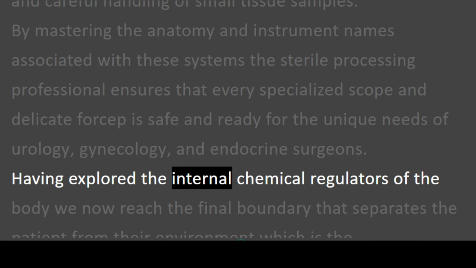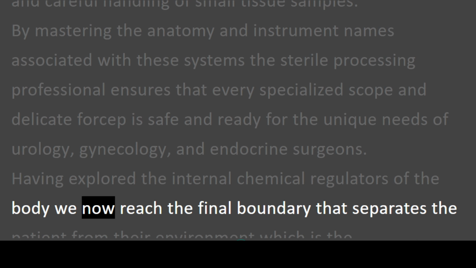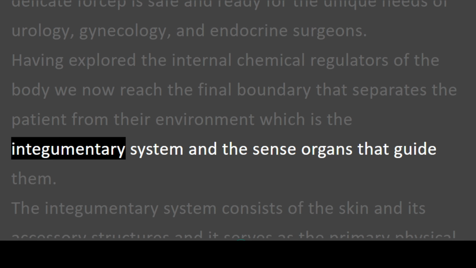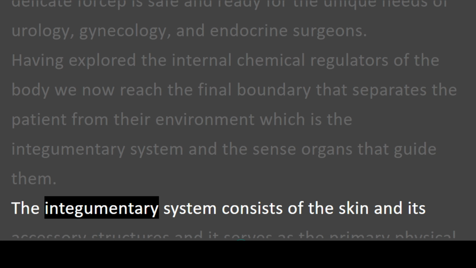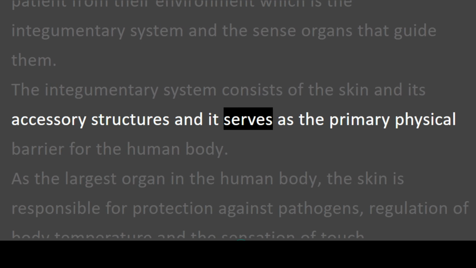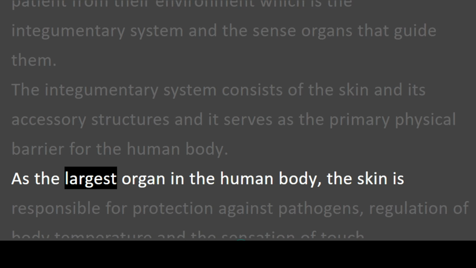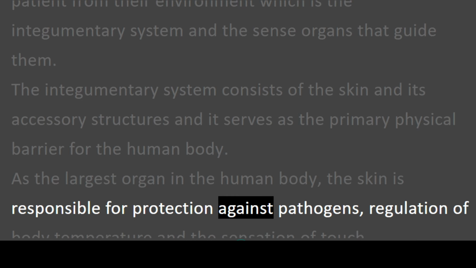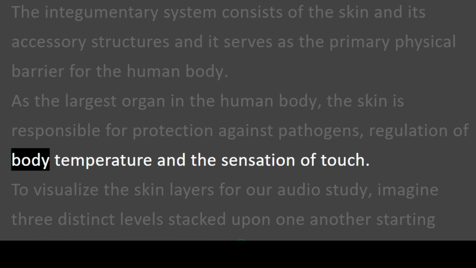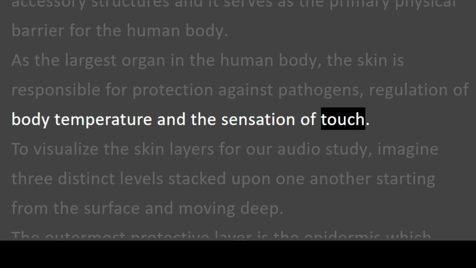Having explored the internal chemical regulators of the body, we now reach the final boundary that separates the patient from their environment, which is the integumentary system and the sense organs that guide them. The integumentary system consists of the skin and its accessory structures, and it serves as the primary physical barrier for the human body. As the largest organ in the human body, the skin is responsible for protection against pathogens, regulation of body temperature, and the sensation of touch.